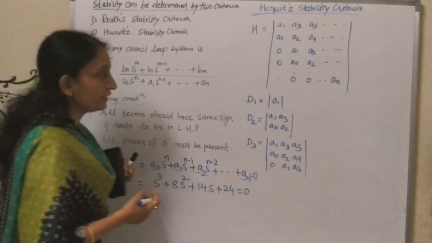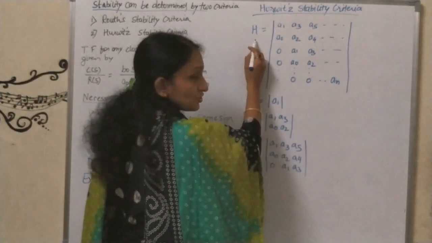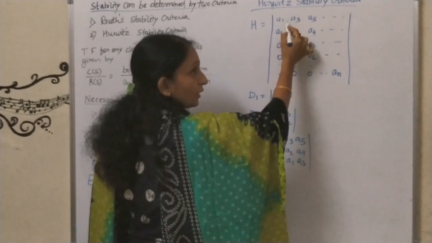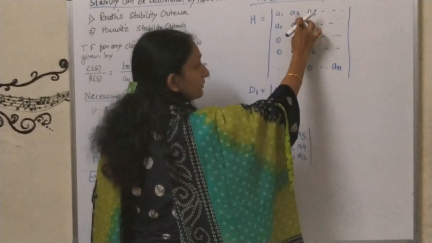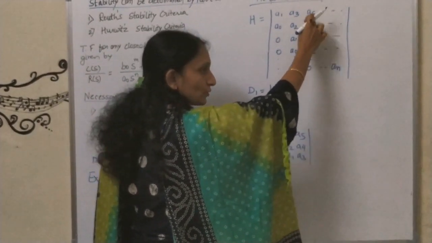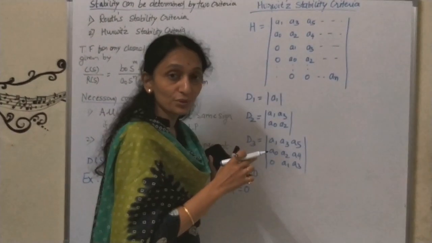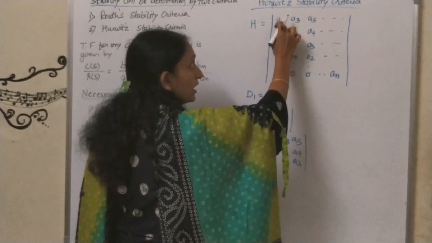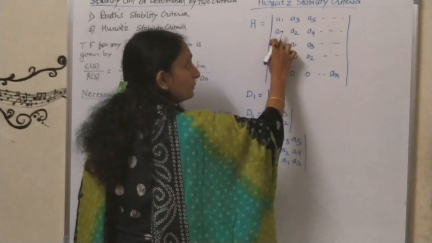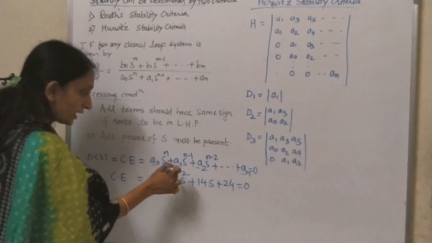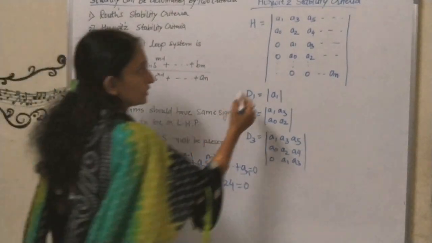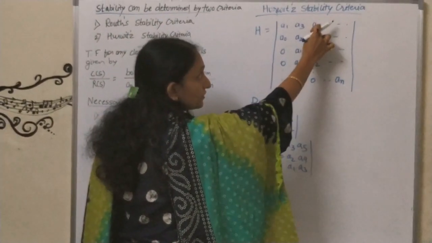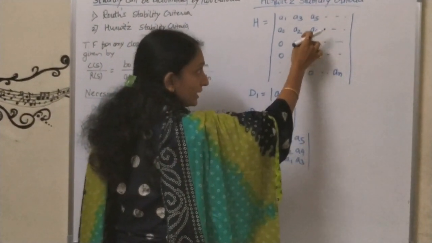Okay, so what I did here, look at this. Here H is Hurwitz determinant. I have started with a1, then I skip one coefficient. After a1 there will be a3, a5. So you can conclude that these are actually odd coefficients. Then second row, how am I writing? Before a1 there will be a0. Look at this. Before a1 there will be a0, so I have written here a0. Before a3 it will be a2. Before a5 it will be a4. So like that I have completed.